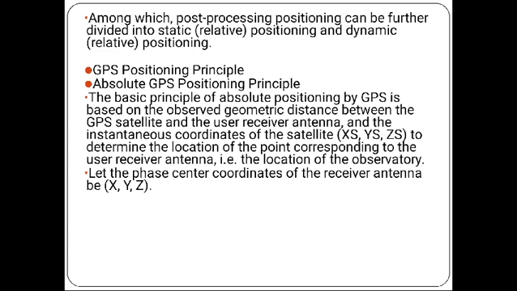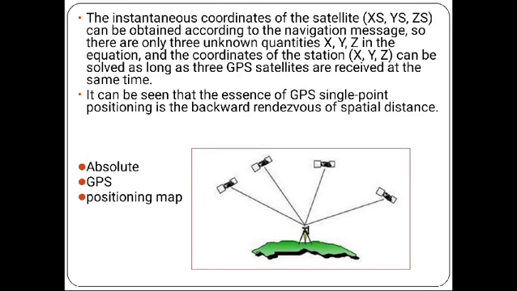Global positioning principle: absolute global positioning principle. The basic principle of absolute GPS positioning is based on the observed geometric distance between the GPS satellite and the user receiver antenna, and the instantaneous coordinates of the satellite, to determine the location of the point corresponding to the user receiver antenna. Let the phase center coordinates of the receiver antenna be X, Y, Z. The instantaneous coordinates of the satellite XS, YS, ZS can be obtained according to the navigation message, so there are three unknown quantities X, Y, Z in the equation. Coordinates of the station X, Y, Z can be solved as long as signals from 3 GPS satellites are received. It can be seen that the essence of GPS single point positioning is a backward intersection of spatial distances.